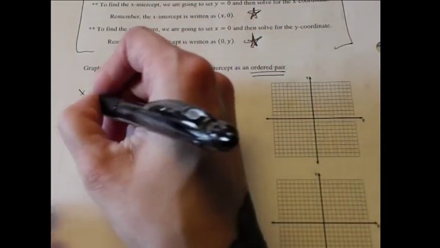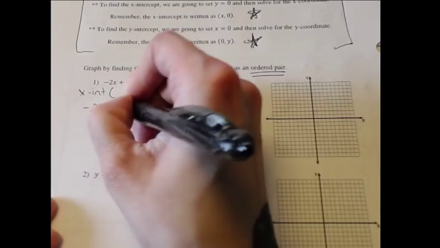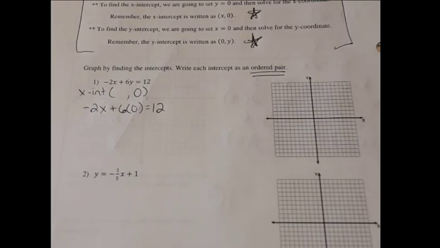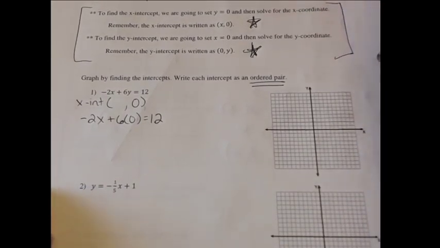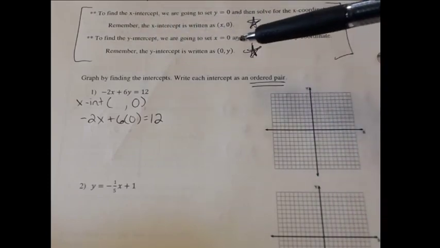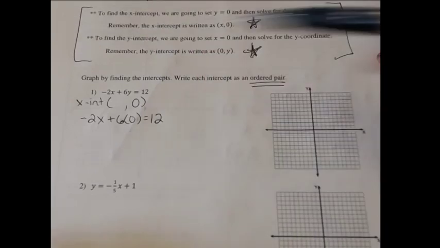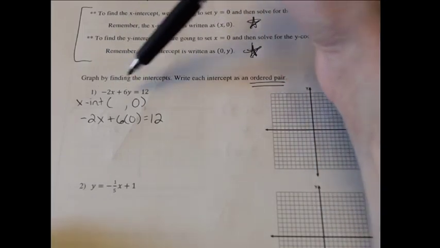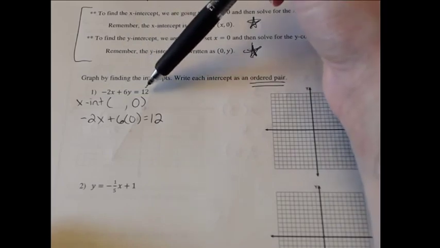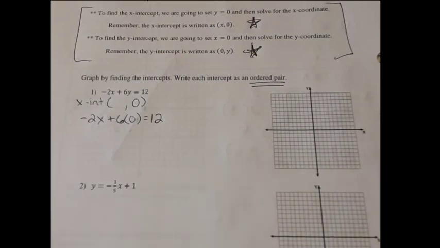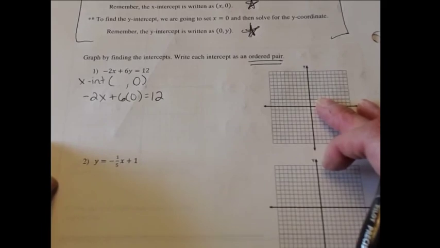So let's take a look at what this looks like. Negative 2x plus 6 times 0 is equal to 12. Notice all I did was make a substitution. Notice in the directions here that tell us how to find the X-intercept and how to find the Y-intercept, nowhere does it say you have to rewrite it in slope-intercept form. Nowhere does it say that. So by having my equation in standard form, remember your variables are on one side, your constant is on the other. By having the equation in standard form, I actually like it a little bit more. It ends up being really, really easy to solve. So I'm going to go ahead and solve this.